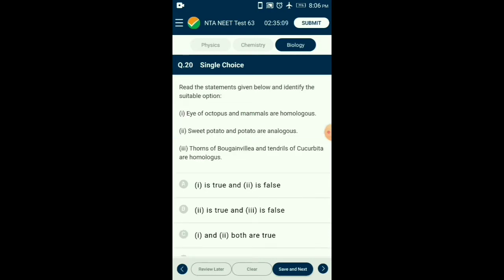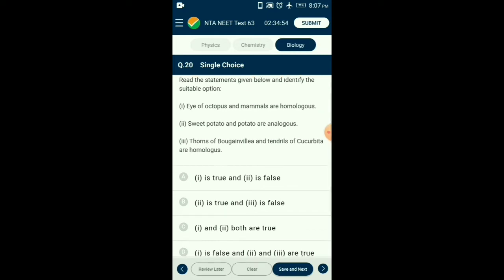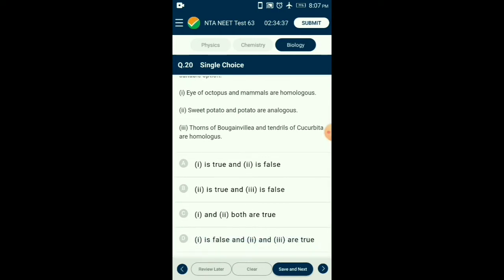Question number 20. Read the statements given below and identify the suitable option. Here 3 statements are given. Homologous organs are those organs which have the same basic structure or basic design but different functions, hence they have a common ancestor or origin. Analogous organs are defined as the organs of different animals that have different structure but perform the same function. So from the given statements, first one is false, second and third are true. So the correct option is D.